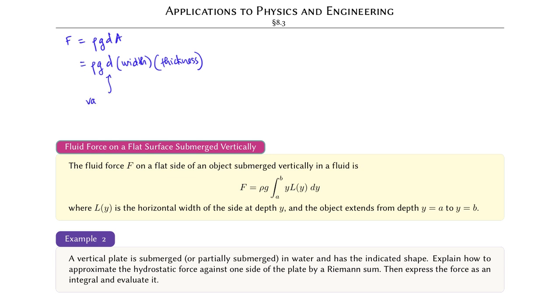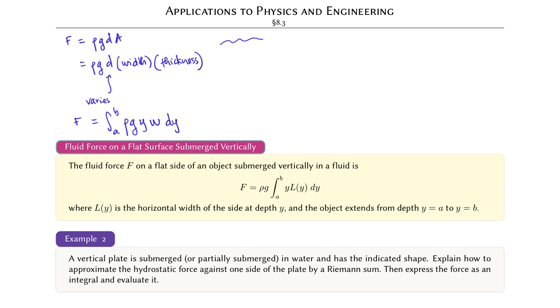We then set up the Riemann sum to obtain the definite integral. The force is the integral of rho g, which are constant, times the depth times the width, where the thickness is dy.